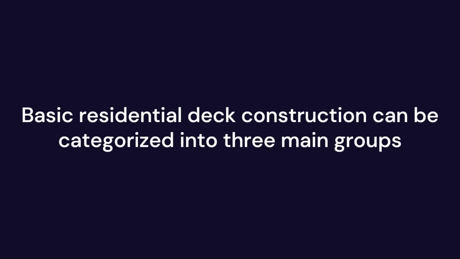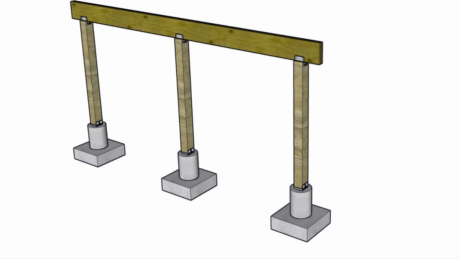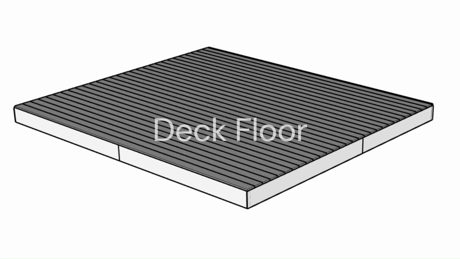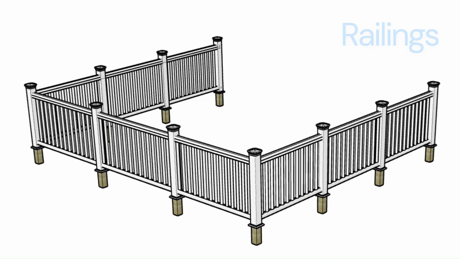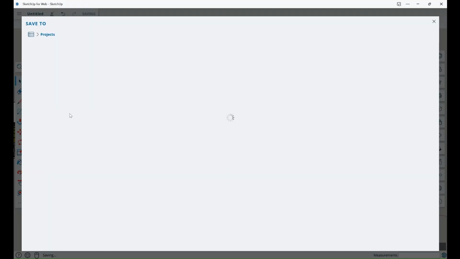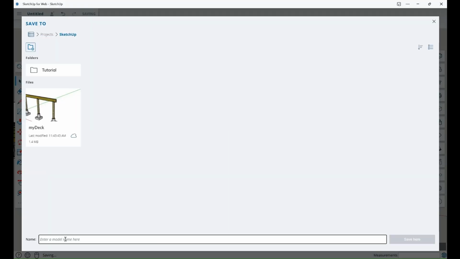Are you ready to construct your deck? Let's do it! Basic residential deck construction can be categorized into three main groups: support structure, deck floor, railings. Let's save the project and give it a name, such as my 16 by 14 high deck.